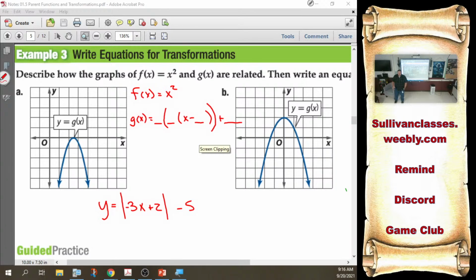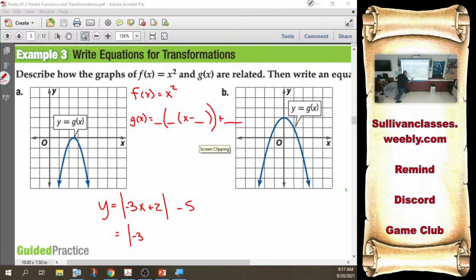If they ask what this transformation is and how to graph it. First of all, what's A? 1. What's B? -3. What's H? -2/3. Yeah, that's what we didn't see very often in Algebra 2.